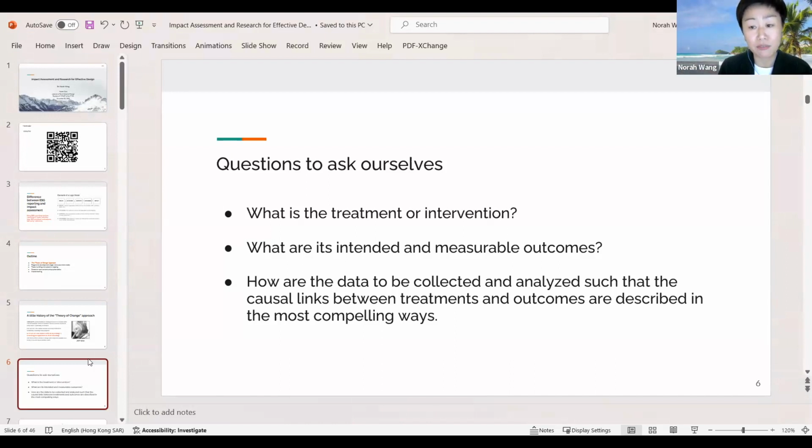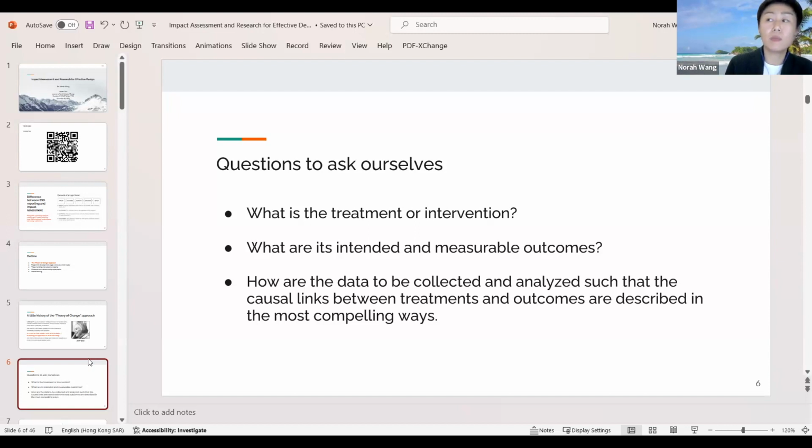What is our intervention? We need to think about what is the theory behind our intervention, the theory behind our treatment. And then what are its intended and measurable outcomes? And how is the data to be collected and analyzed such that the causal links between treatments and outcomes can be described in the most compelling ways?